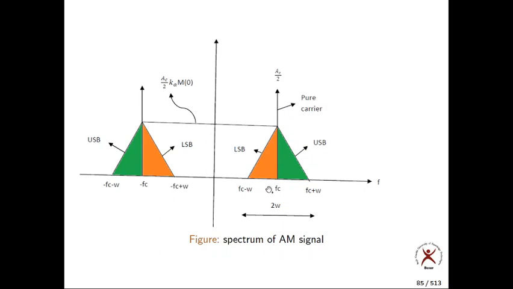One more important thing about this spectrum is that these two sidebands contain identical information. The upper sideband and lower sideband contain the same information, whereas the carrier at FC does not contain any information. The important thing is that the carrier does not convey any information. The entire information is in the two sidebands, USB as well as LSB, and they also contain the same information. So this is very important.